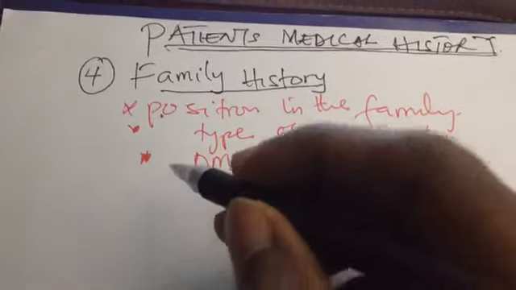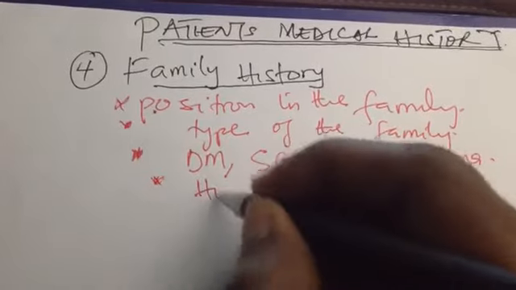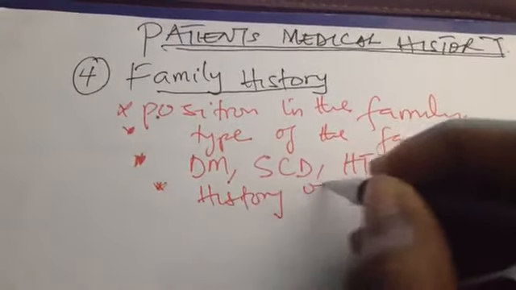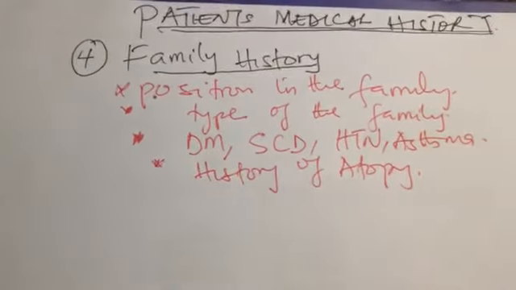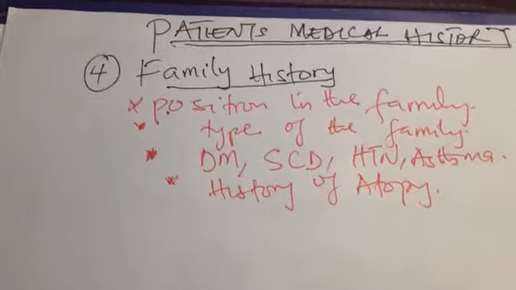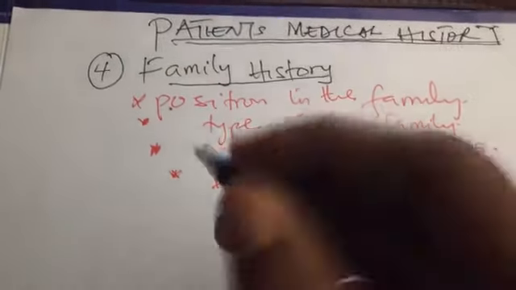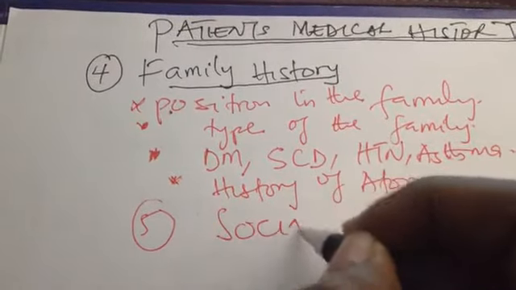So that is it. Then you have to ask him about history of atopy. When we say atopy, it means allergic reaction. Is there anyone in your family having allergic reaction to something? And so on and so forth. That is it. Then we are going to look at number 5, which is called the social history.